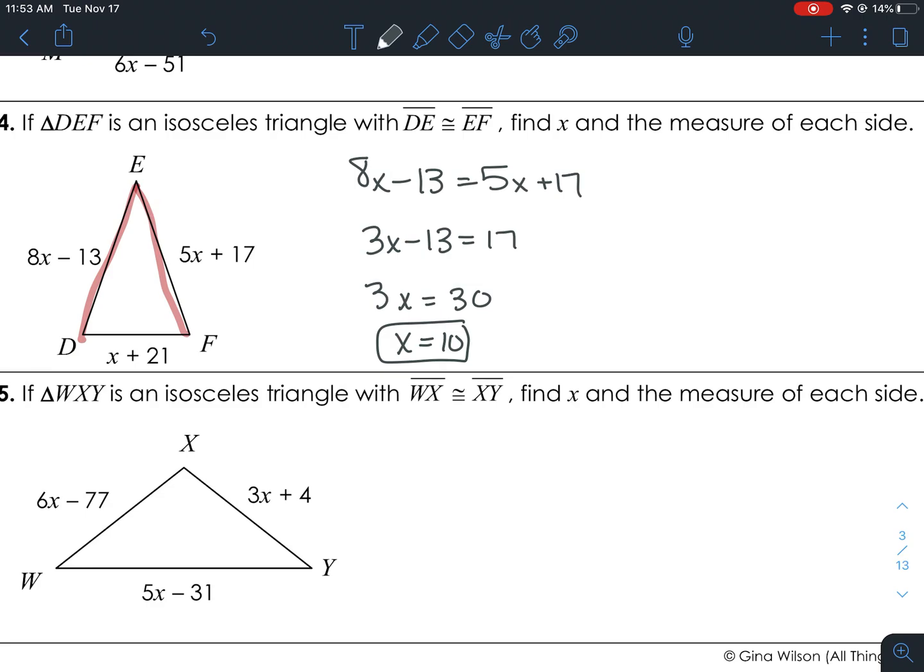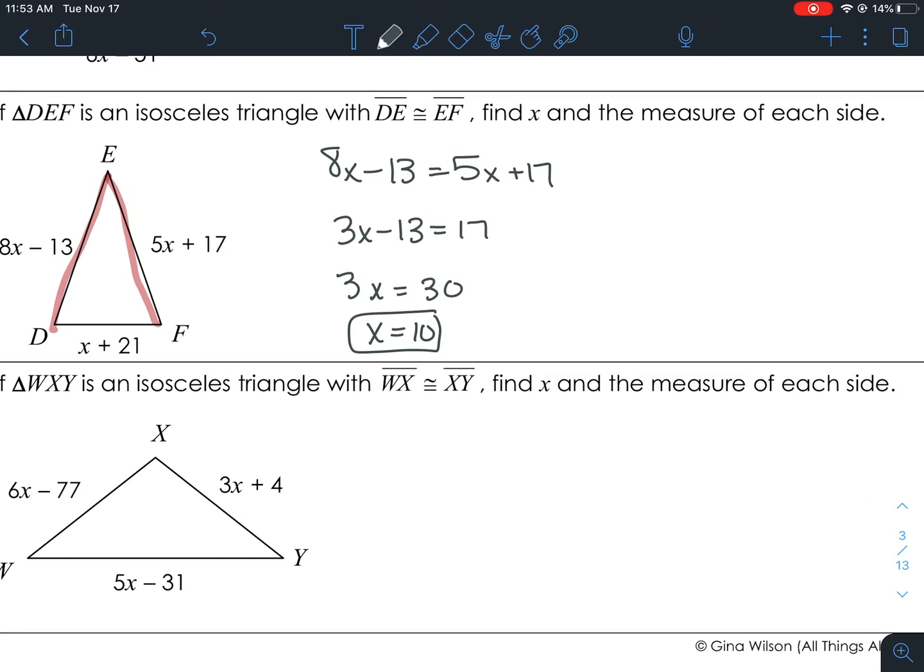Now again, they want the measure of each side, so I'm going to plug that in. So let's start with DE first. So I have 8 times 10 minus 13. 8 times 10 minus 13 gives me 67. I know that DE is the same as EF, so that means EF should also be 67. Again, you can plug that in: 5 times 10 plus 17. Finally, DF, I'm going to have 10 plus 21, which gives me 31.